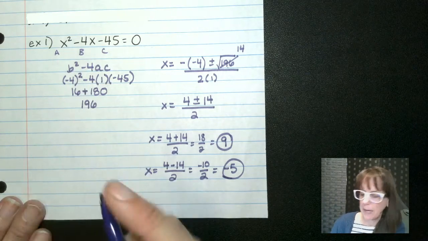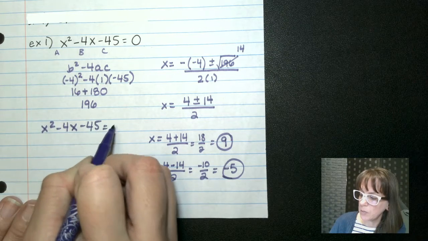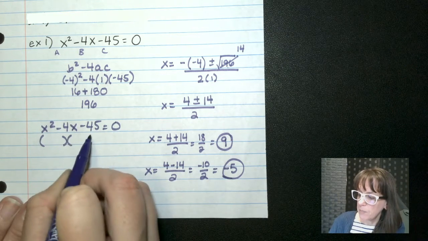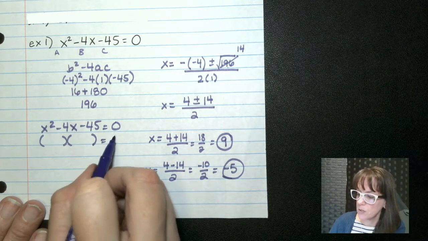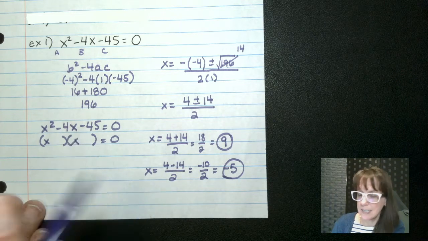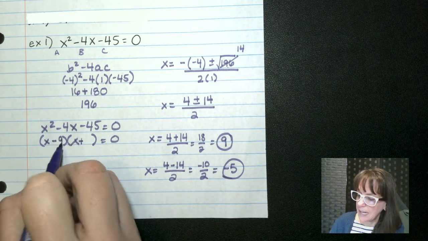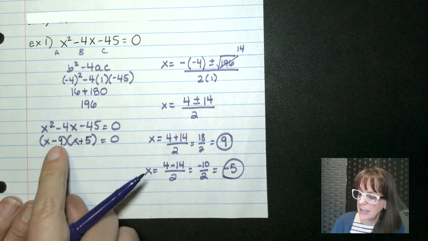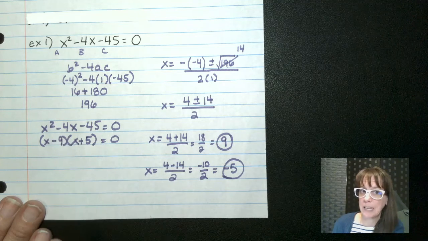Now if you go and look back at this original one, x squared minus 4x minus 45 equals 0, we could factor it, because we had two real rational numbers here. So x, this tells me different signs. And so I have a plus and a minus. If I have a minus 9 and a positive 5, multiplied together, that gives me negative 45, but added together, that gives me negative 4.